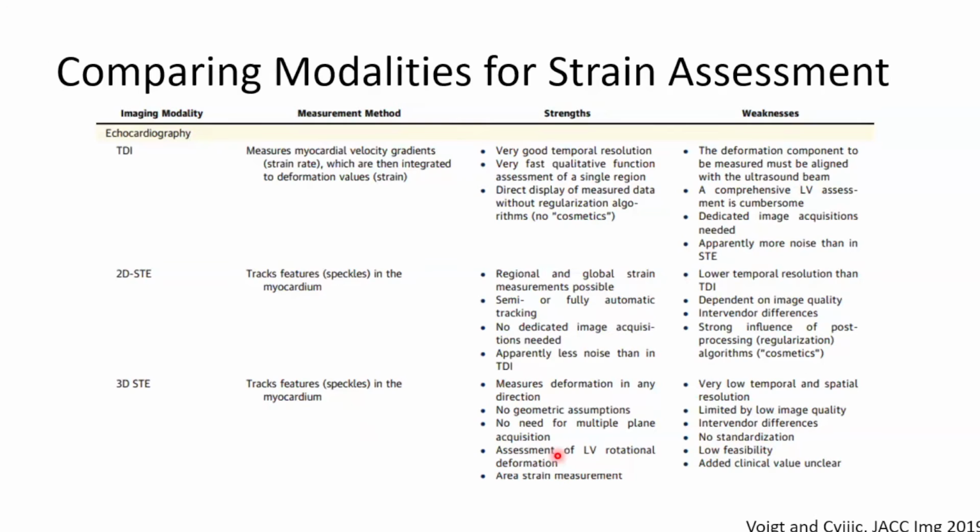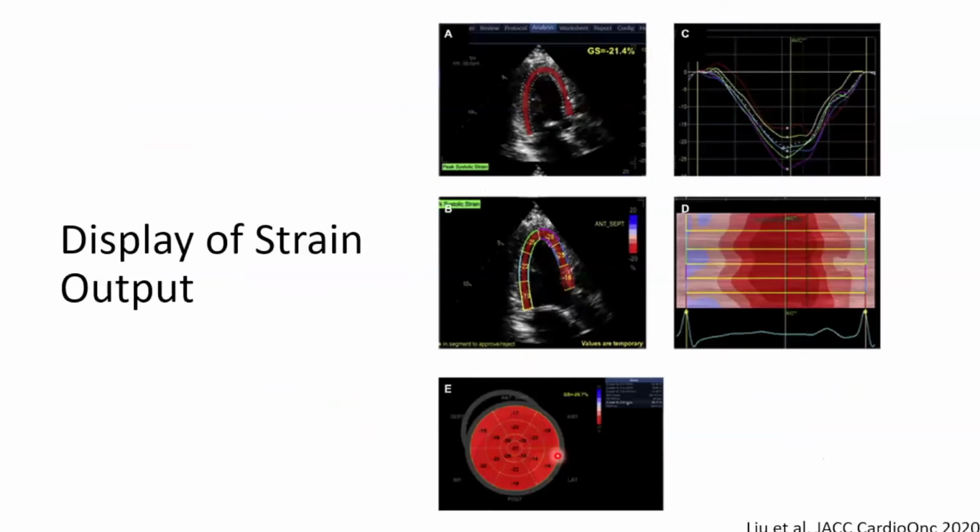So in 2D, the LV may have moved out of the plane that you're scanning in, and we won't necessarily be able to capture that on 2D. There can also be foreshortening that happens on 2D, which can be accounted for in 3D speckle tracking echo.